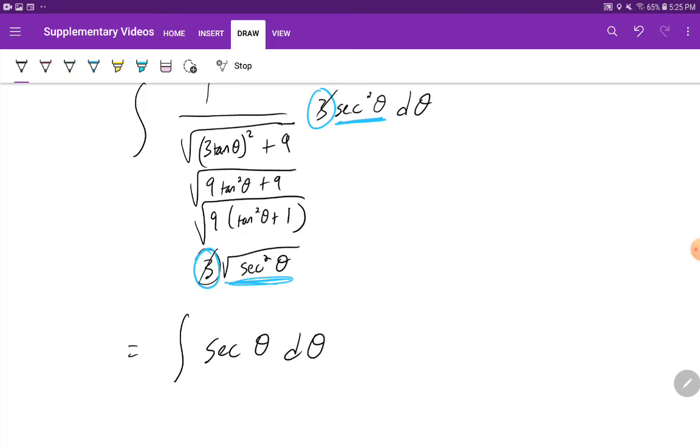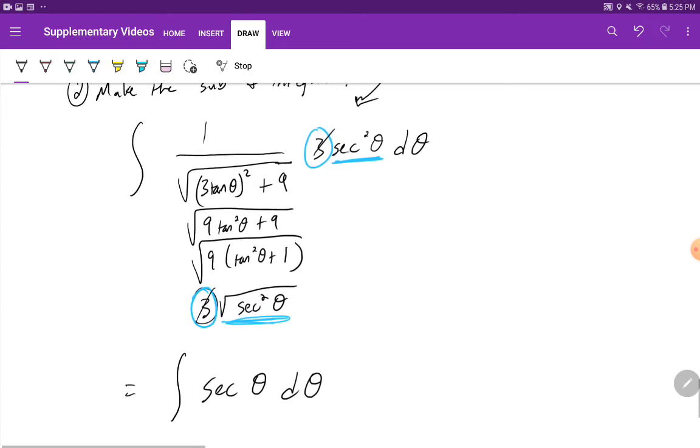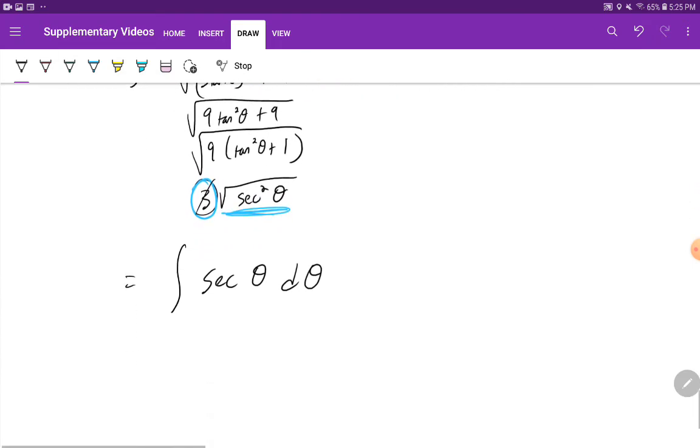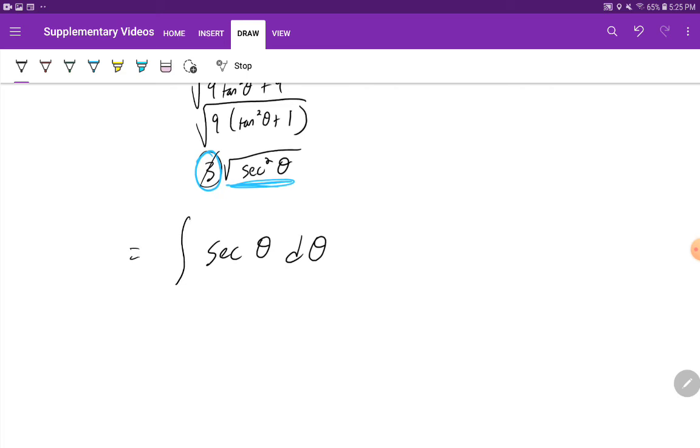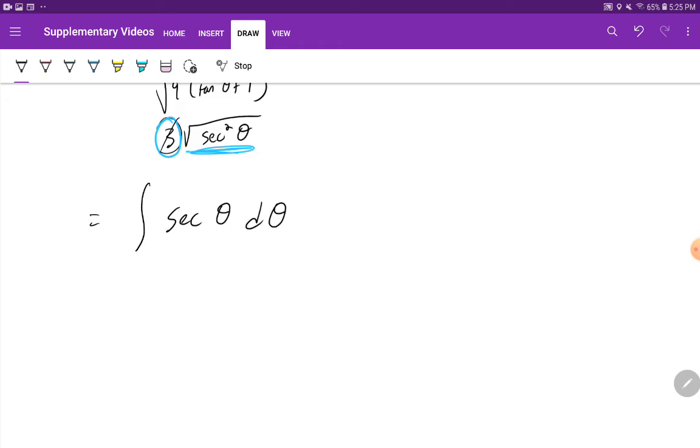Right? Isn't that much easier to play with than the original problem? Some of you are looking at it and probably like, wait, I don't know what the integral of secant theta is. It's okay. It's one of those things that you do need to know. They do teach you it in AP. But if you don't know, the integral of secant theta is ln of absolute value secant theta plus tan theta. All right. And that's the end of step 2, right?